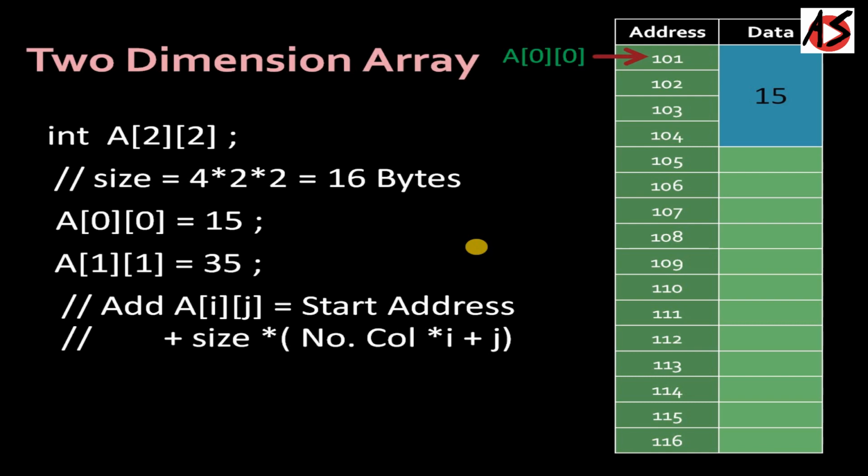that is, all elements are stored row by row. That means we are taking A00, A01, A10 and A11, which is known as row major.